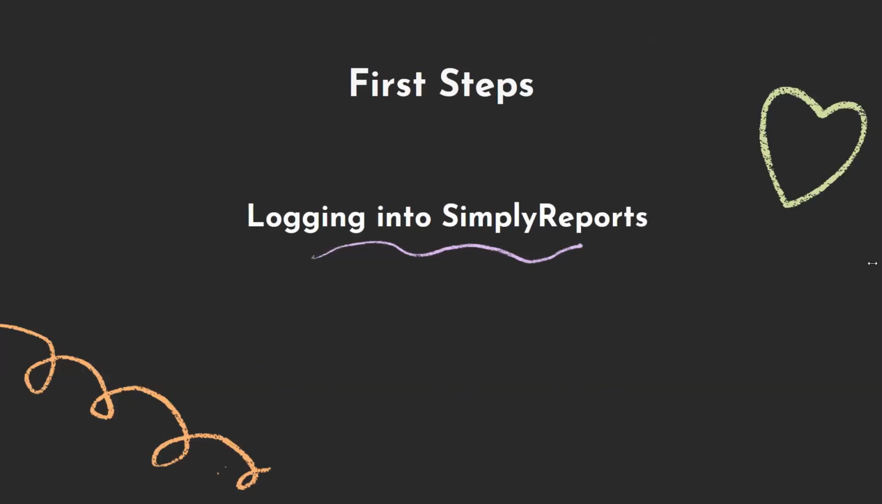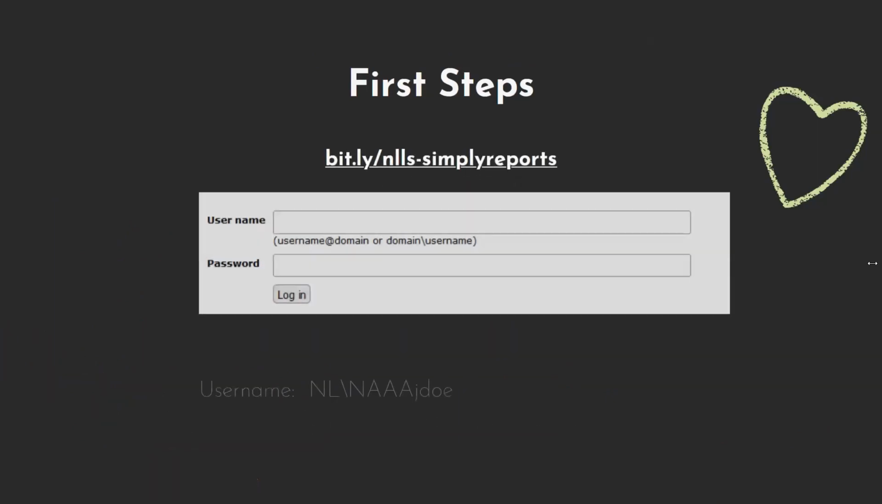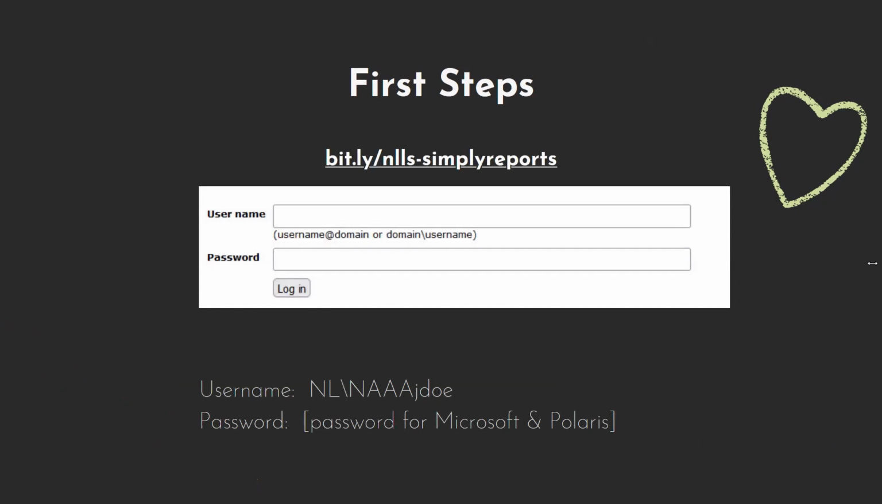So first steps, logging into Simply Reports. Follow the bit.ly/NLLS Simply Reports to get to the domain. And then you can use your username as capital NL \N, your library code, all capitalized, the first letter of your name, and then your entire last name. The password is going to be whatever password you use to sign into Microsoft and Polaris.